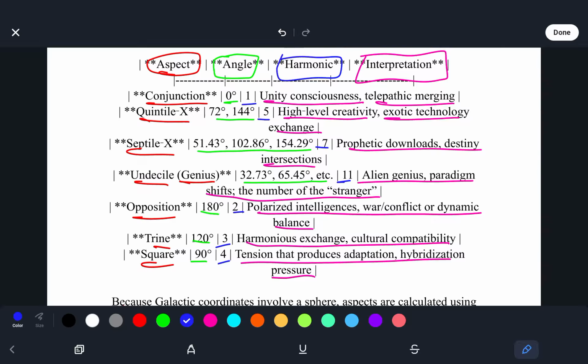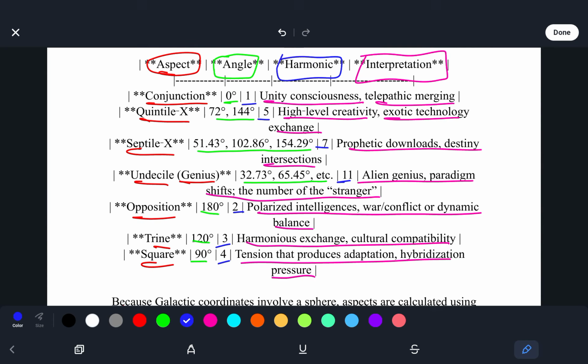Undecile, and its angles degrees 32.73, 65.45, and etc. First harmonic, alien genius, paradigm shifts, the number of the stranger. Opposition is 180 degrees, and it's in the second harmonic. Polarized intelligences, war, conflict, or dynamic balance.